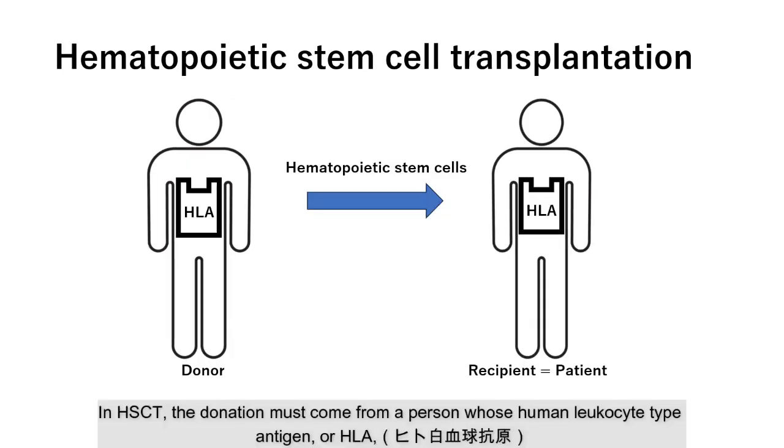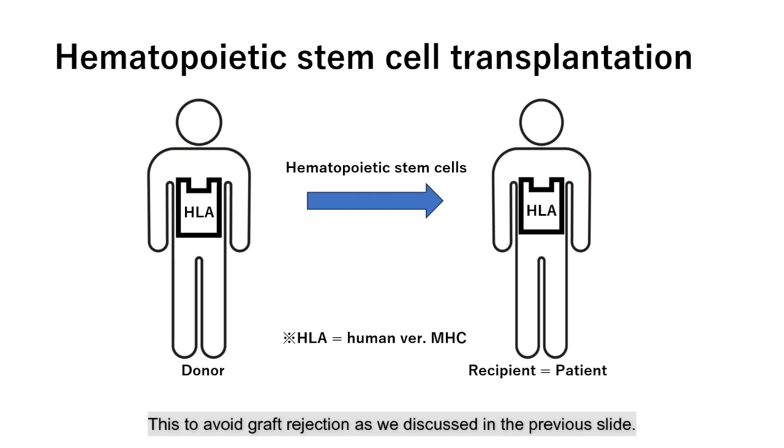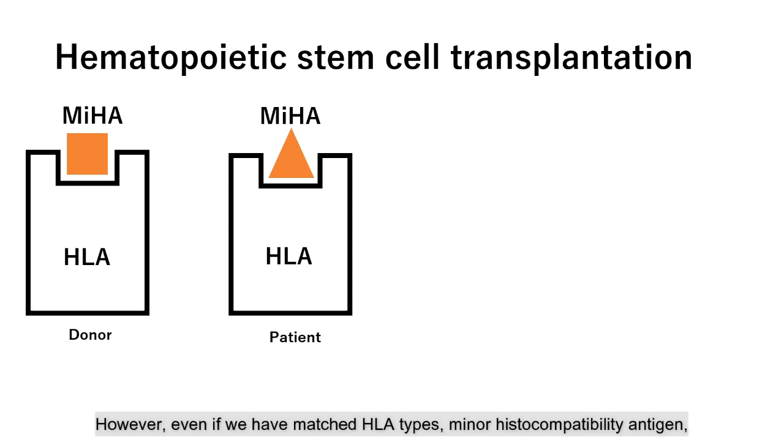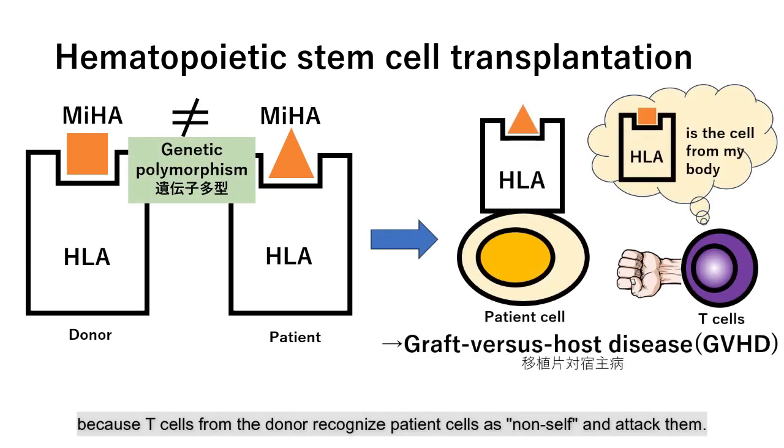The donation must come from a person whose human leukocyte antigen, or HLA, the human version of MHC, is matched with that of the recipient. This is to avoid graft rejection, as we discussed in the previous slide. Often donation comes from a sibling because there is a higher chance of a match between the two HLA types. Even if we have matched HLA types, minor histocompatibility antigen, MIHA, may differ between donor and patient due to their genetic polymorphisms. And this will cause graft versus host disease because T cells from the donor recognize patient cells as non-self and attack them.